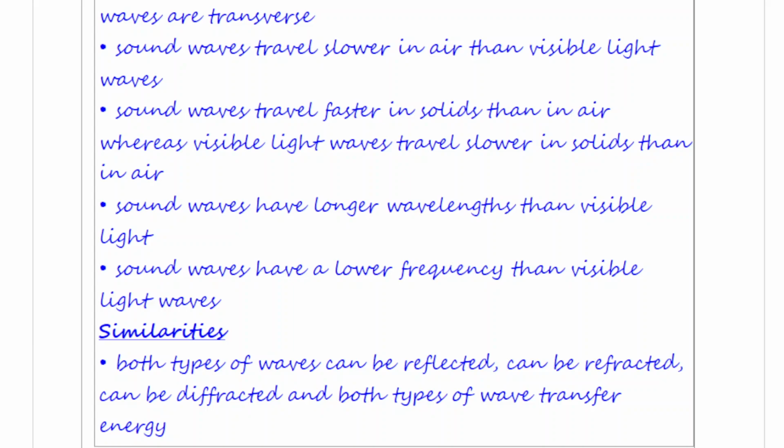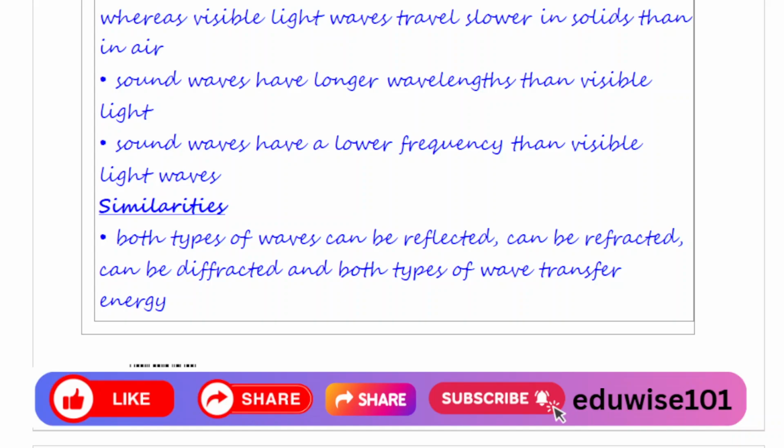Sound waves have a longer wavelength than visible light. Sound waves have a lower frequency than visible light waves. Similarities: both types of waves can be reflected, they can be refracted, and can be diffracted, and both types of waves transfer energy.